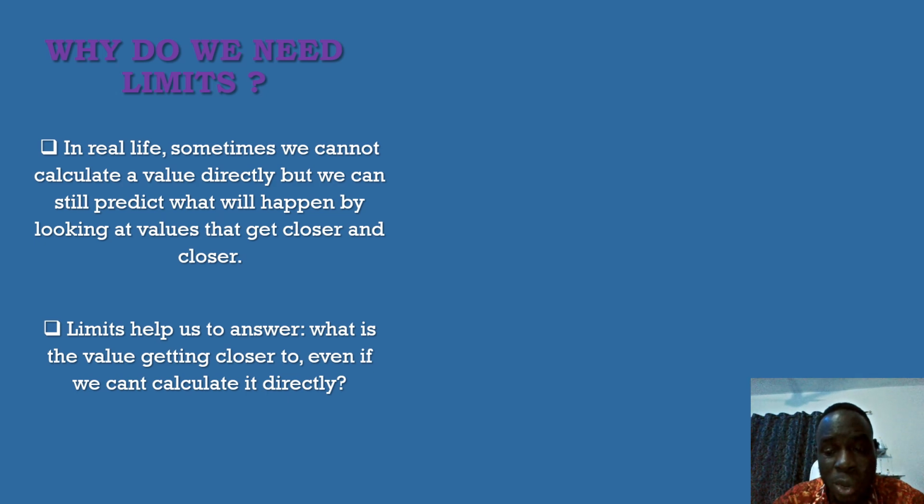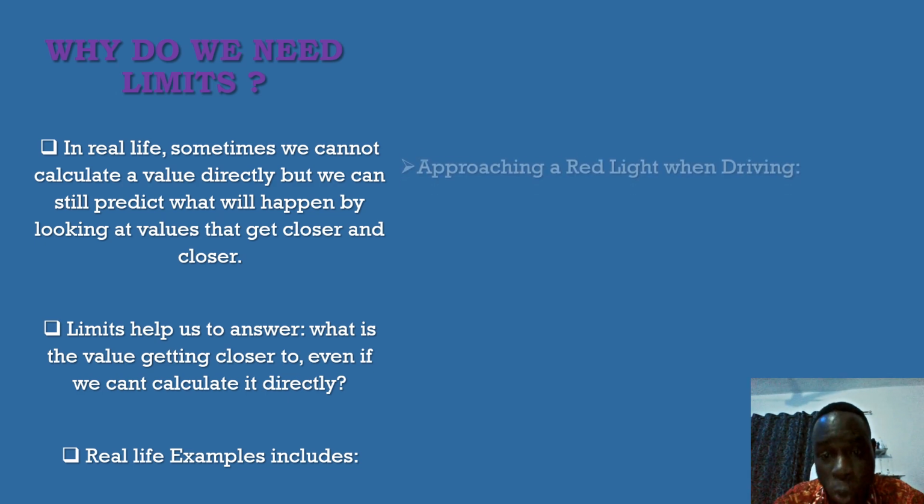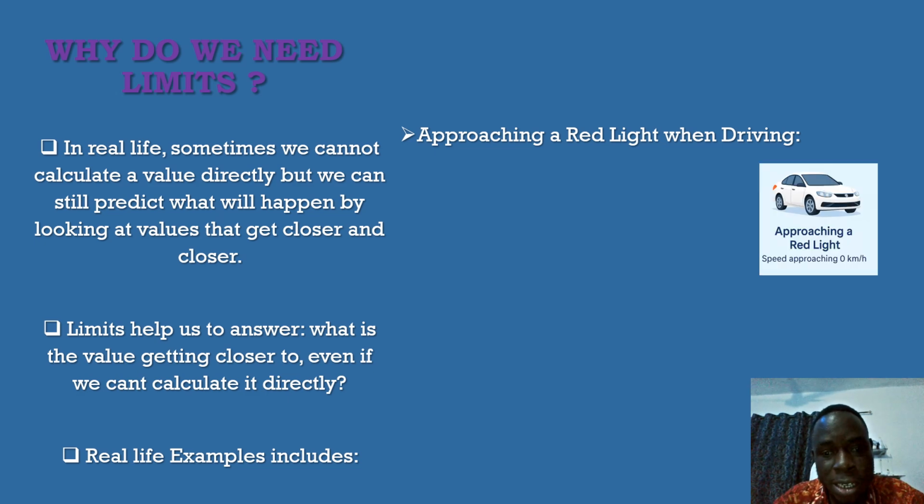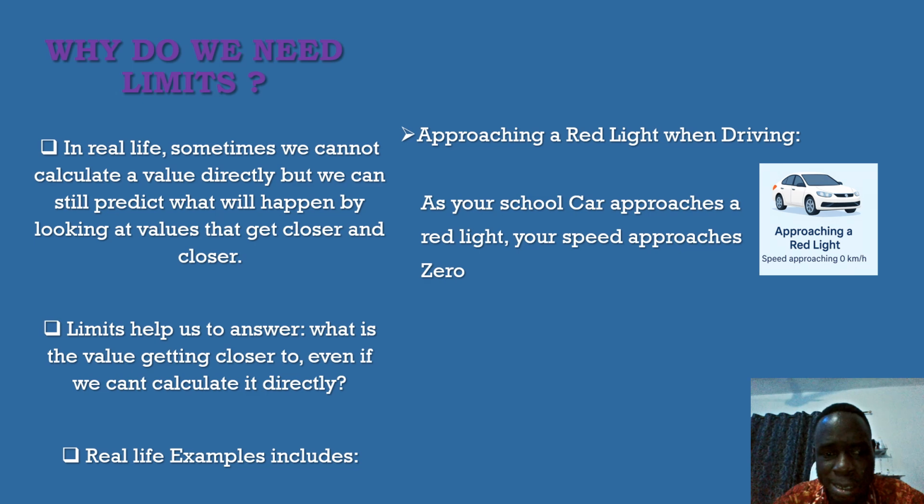So here we need to understand that sometimes we cannot calculate something directly, but we can know the behavior of it to know what the value is getting closer to. Now, we have real life examples that we need to use to understand this concept. The real life examples include approaching a red light when driving. Let's look at a car, for example, a school car approaching a red light.